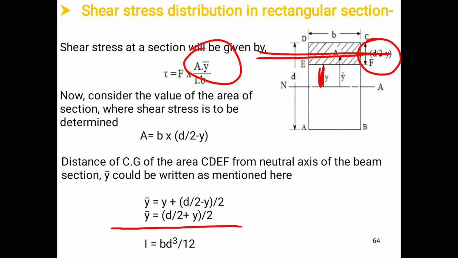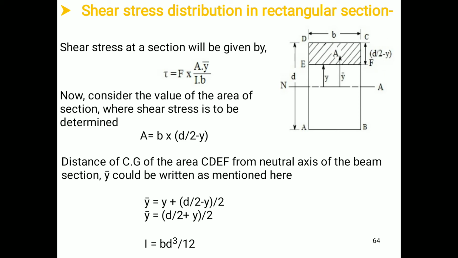Now we have found the value of A y bar. We are going to find the value of I about the centroidal axis. Therefore, the value of I about the XX axis through its CG can be given by B D cube by 12.